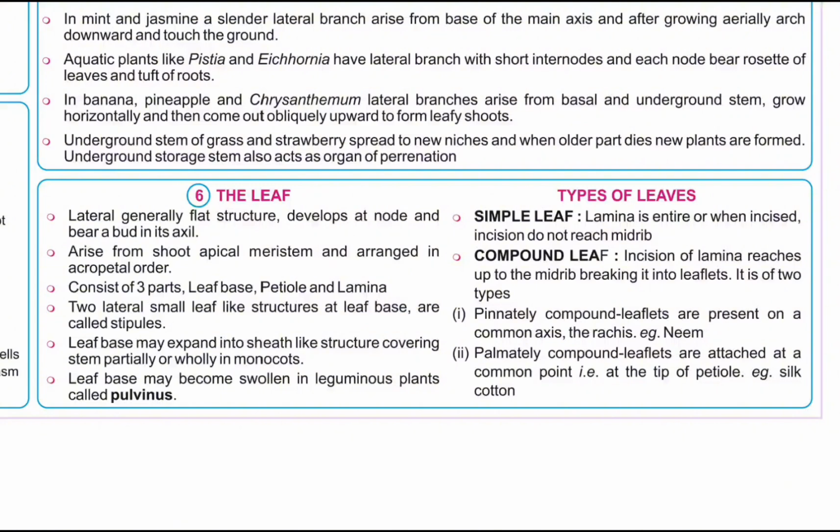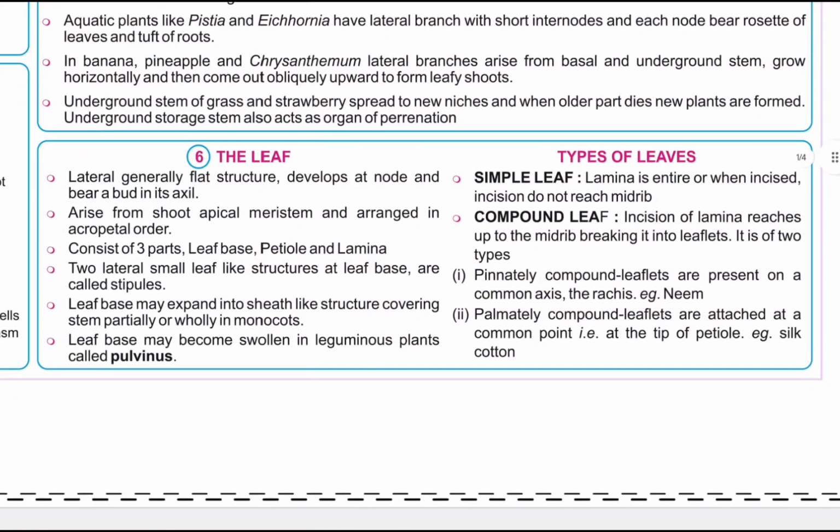Two lateral small leaf-like structures at the leaf base are called stipules. The leaf base may expand into a sheath-like structure covering the stem partially or wholly in monocots. The leaf base may become swollen in leguminous plants, called pulvinus. Types of leaves. Simple leaf. Lamina is entire or when incised, incisions do not reach the midrib. Compound leaf. Incisions of the lamina reach up to the midrib, breaking it into leaflets.